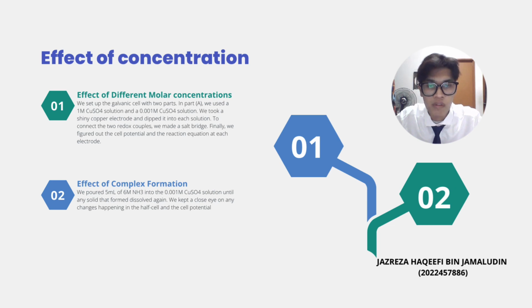Finally, we figure out the cell potential and the reaction equation of each electrode. And the second one is the effect of complex formation, where we pour 5 milliliters of 6 M ammonia into the 0.001 M copper sulfate solution until any solid that forms dissolves again. And then we keep a close eye on any changes happening in the half cell and the cell potential.